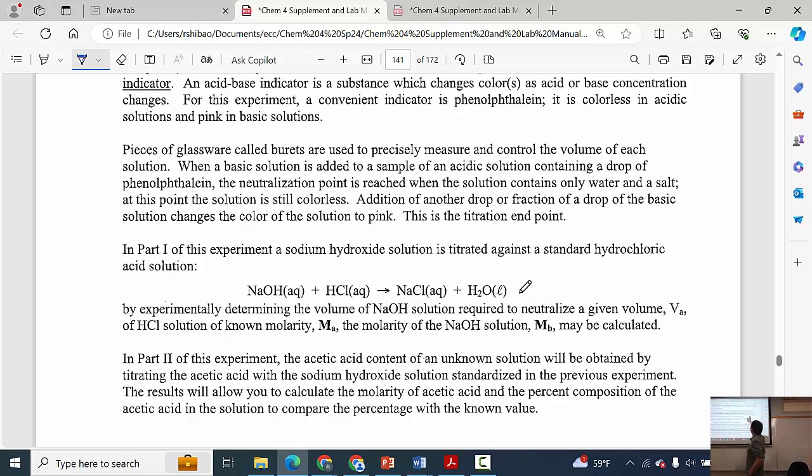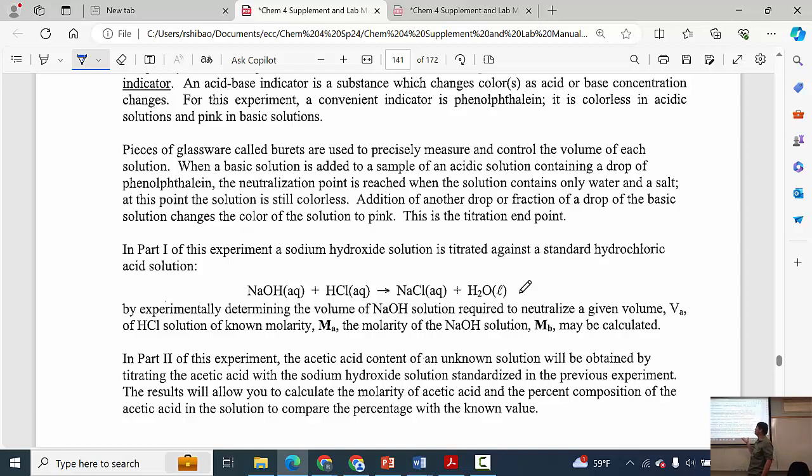All right, so we got the burettes. When a basic solution is added to a sample of acidic solution containing a drop, okay, this is what we talked about. We want to hit the end point within a half a drop. Part one of this experiment is sodium hydroxide solution is titrated against a standard hydrochloric acid solution. So this is our reaction here, by experimentally determining the volume of sodium hydroxide required to neutralize.